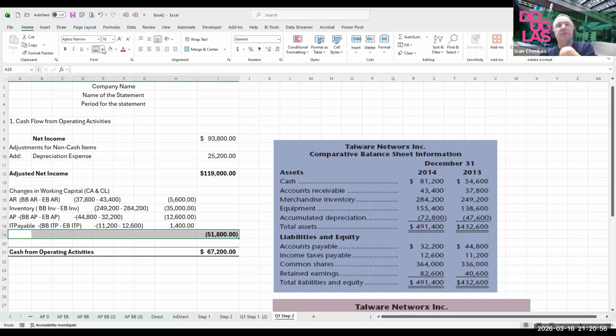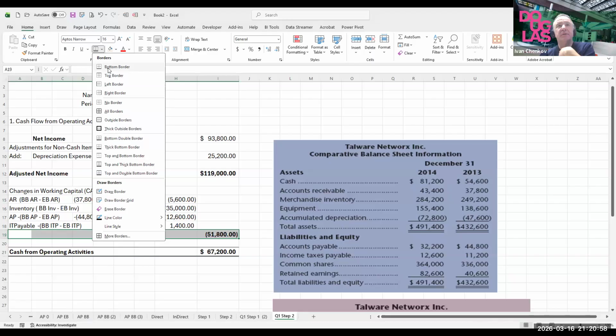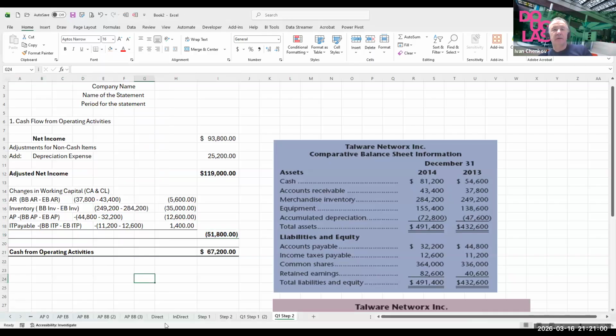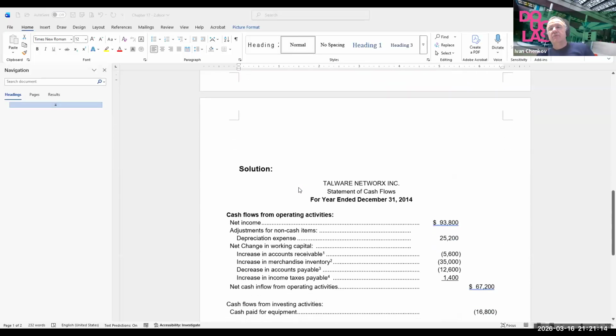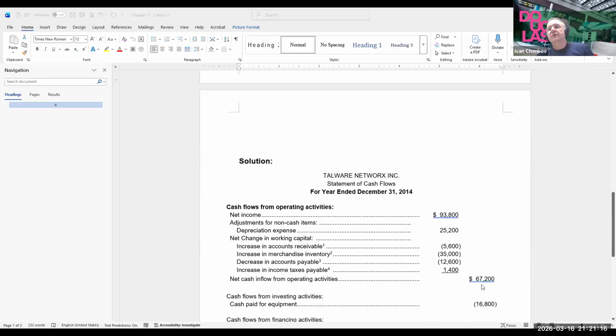Now, if we have to see the answer for this question, to see if we are doing it correctly, the answer will be right here where the question is. And the first part will be 67,200 net cash flow from operating activities.